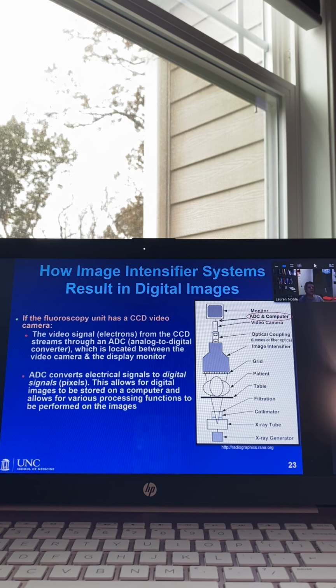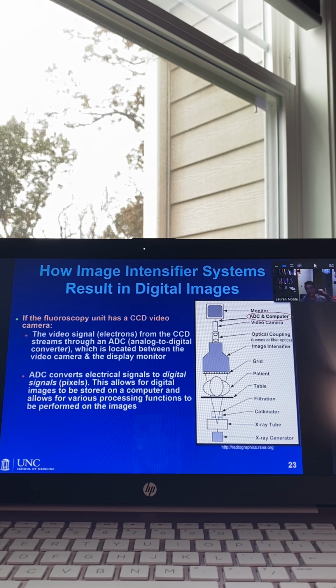So when individuals talk about digital fluoroscopy, technically it includes the type of unit that we have down in the lab. Our image intensifier unit, since it has a CCD built into it, is technically a type of digital fluoro system. Okay. So you okay with that?